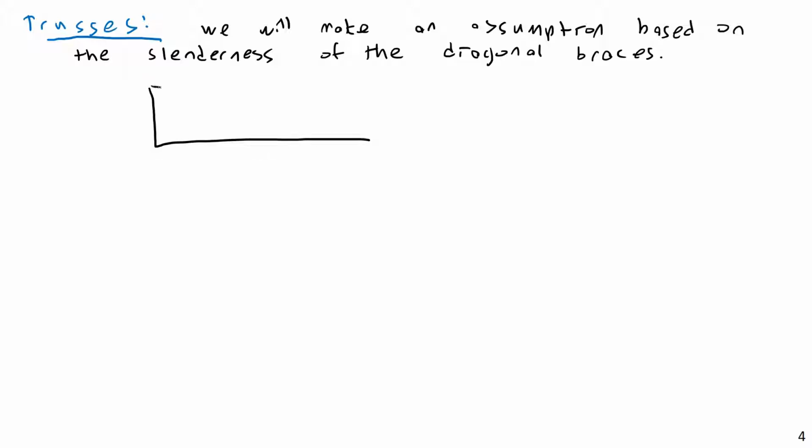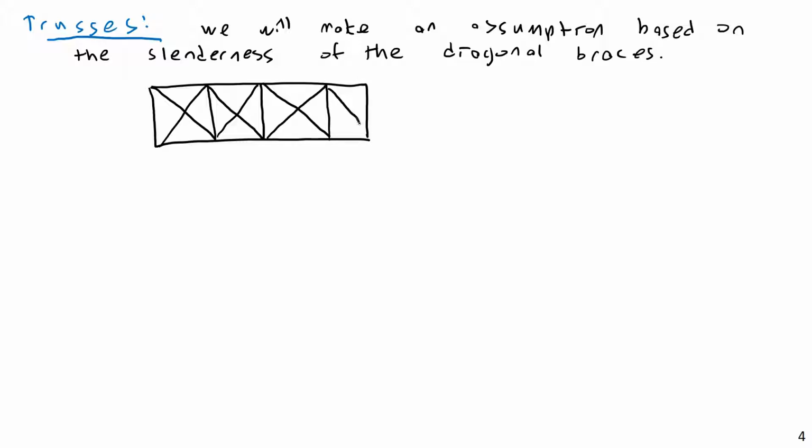So you have a truss, say a multi-panel truss, and we might have an indeterminate truss like this. When I'm just drawing this as a line diagram, we don't really know anything yet about the slenderness of the braces. But let's discuss what kind of assumption we would want to make, or when we would make each.